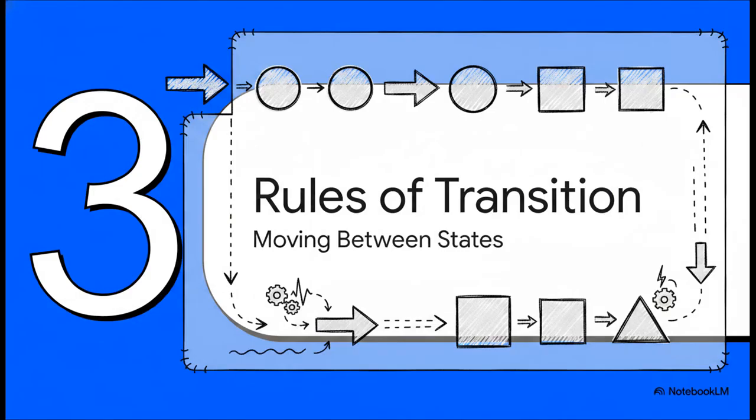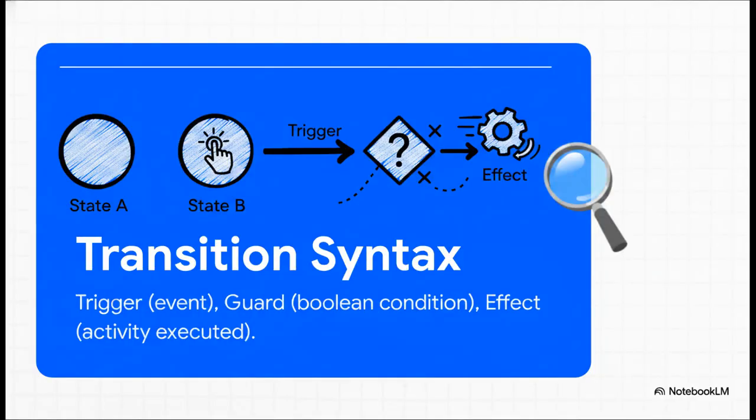All right, Section 3, the rules of transition. So, how do we actually move from state A to state B? It comes down to a really strict syntax made up of 3 things. First, the trigger, the event that kicks things off, like pressing a button. Second is the guard condition. This is your Boolean test. It has to evaluate to true for the transition to fire. If it's false, nothing happens. And third is the effect, the actual activity that runs while the transition is happening.